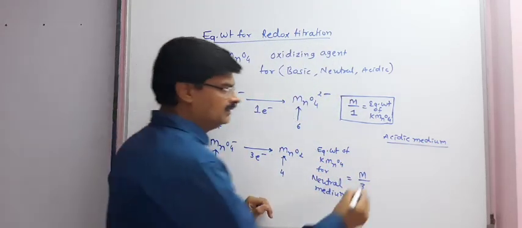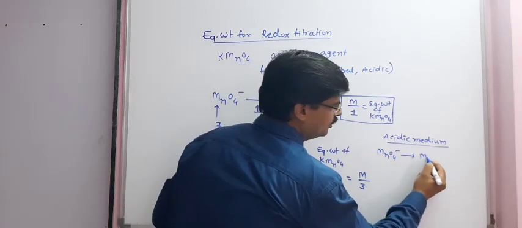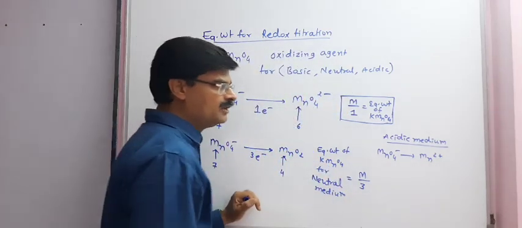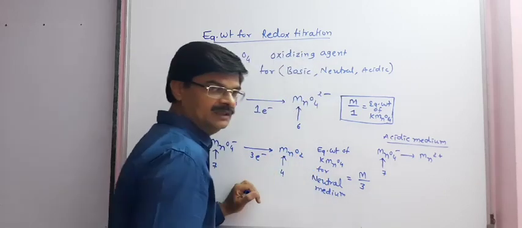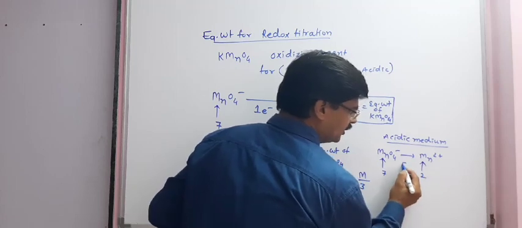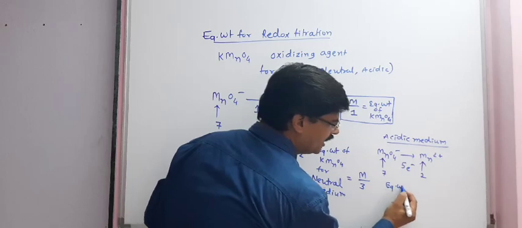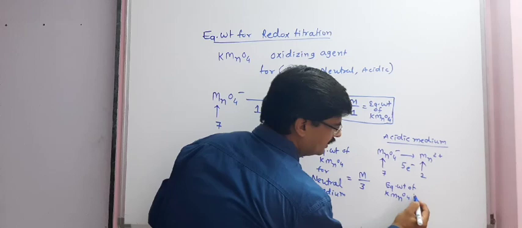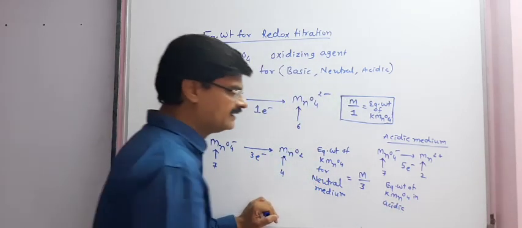In acidic medium, MnO4 minus converts to Mn2 plus. Again, Mn oxidation state is 7, and in Mn2 plus its oxidation state is 2. So they differ by 5 electrons. So we can find out the equivalent weight of KMnO4 in acidic medium when it behaves as an oxidizing agent.